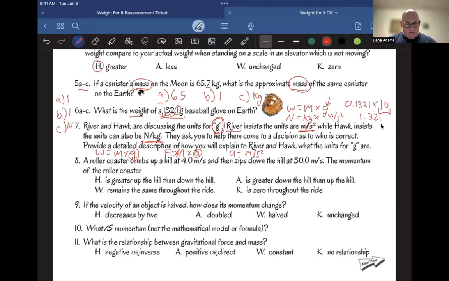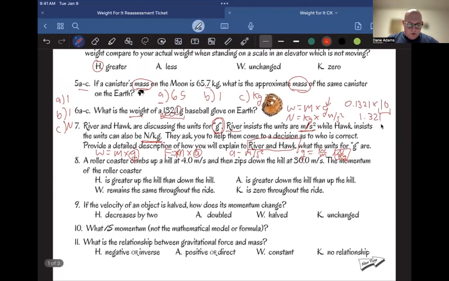But what about Hawk? Well, if we rearrange the weight equation, then we find that little g is equal to weight divided by mass. The units of weight are newtons, and the units of mass are kilograms. And that is newtons per kilogram. So Hawk is also correct. So to answer number 7 fully, I would expect you to state River and Hawk are both correct because a Newton per kilogram is equivalent to meters per second squared.